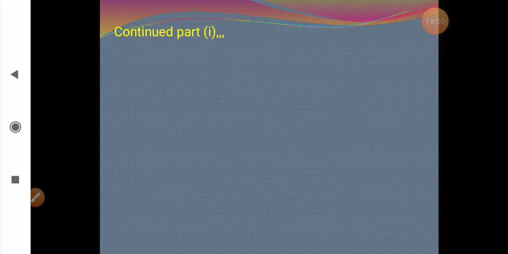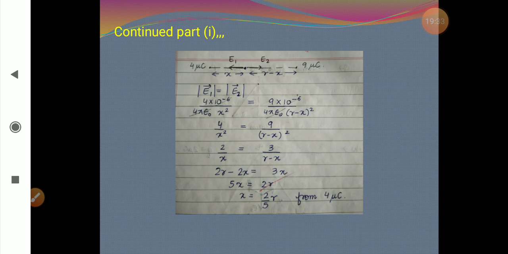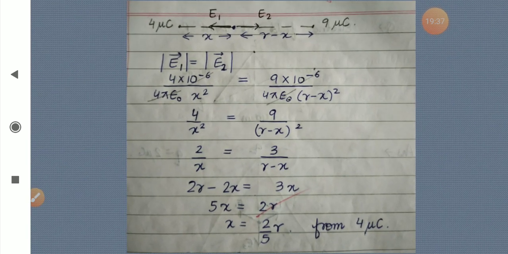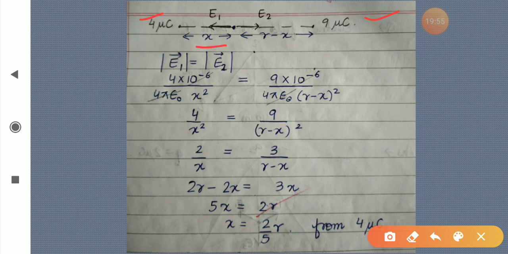So let us begin with the first part. Okay, you can see this part. So 4 microcoulomb here and 9 microcoulomb here, and at the mid, let us assume that the point is placed at distance x from 4 microcoulomb. You can see that the distance is x from 4 microcoulomb. So the remaining distance will be r minus x.